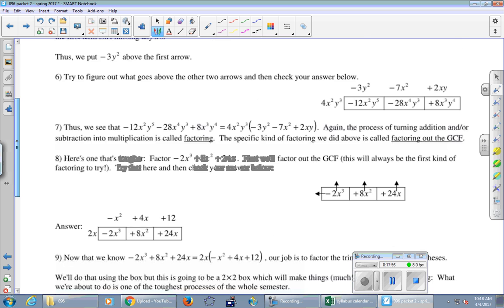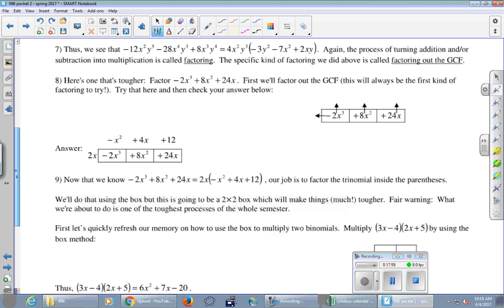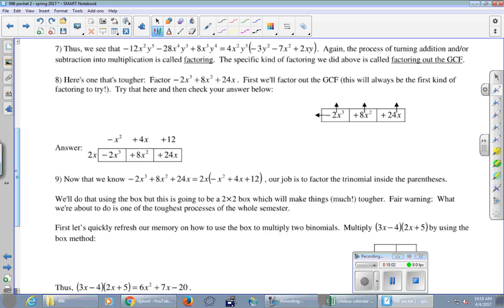All right, so everything that we just did is written out there. We're just going to do vocabulary here in 7 and then we'll do 8. So it says, one more time, the process of turning addition and or subtraction into multiplication is called factoring. This original problem was a subtraction and addition. The new version of that same thing is a multiplication, at its heart. Even though in the parentheses there's still a subtraction and an addition, fundamentally the right-hand side is multiplication. That's why we call it factored form.